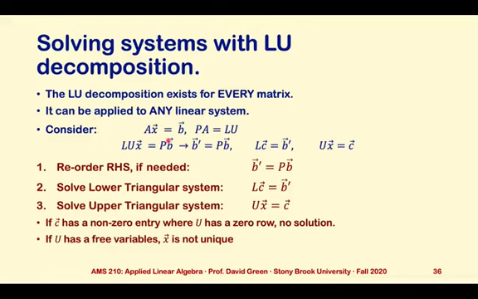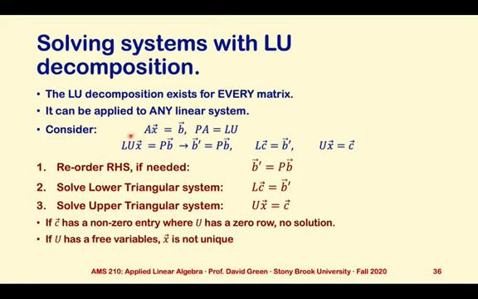Well, let's think about, first of all, we have a PA here, so if we multiplied both sides here by P, we'd have PAX equals PB. But PA is LU, so we could substitute the PA. This gives us LUX equals P times B.